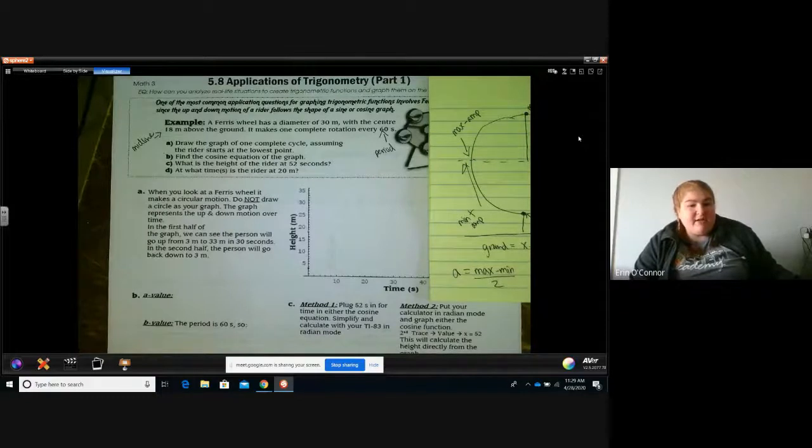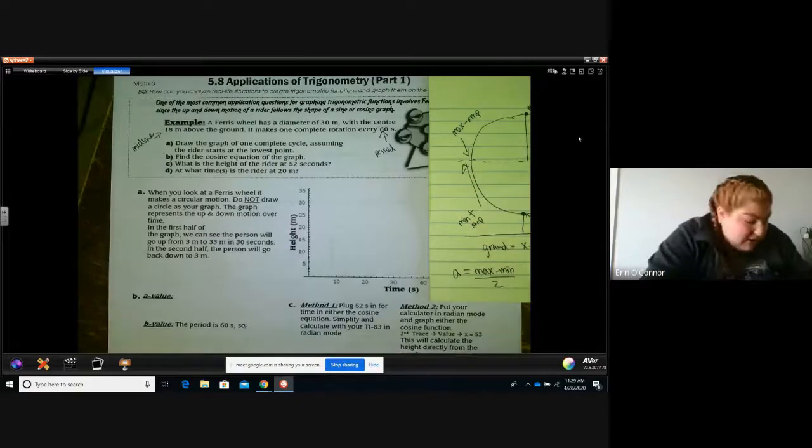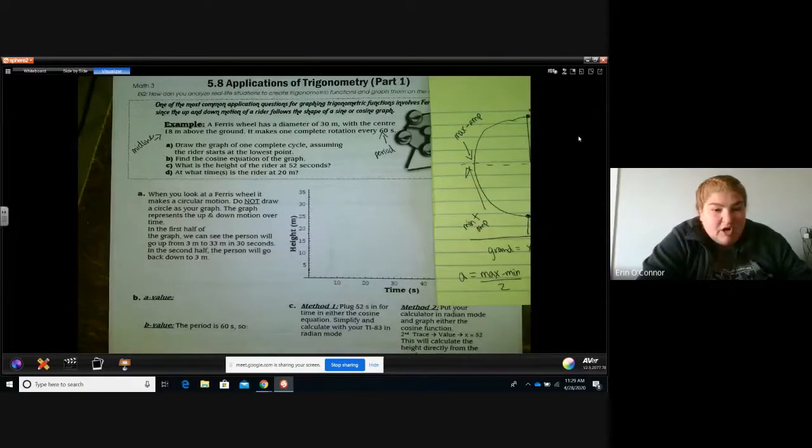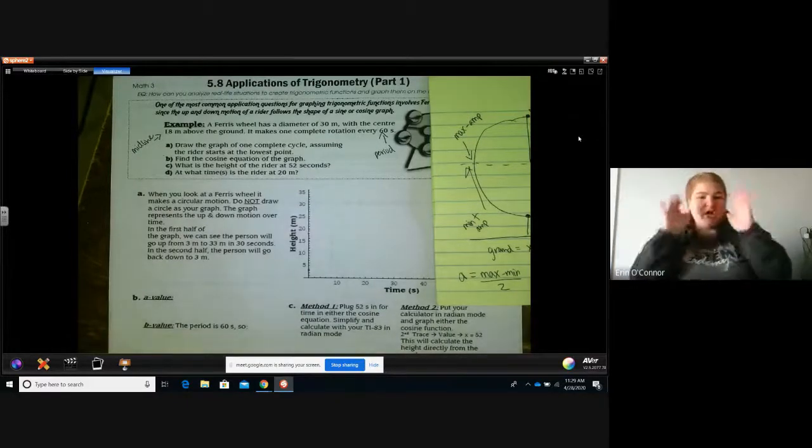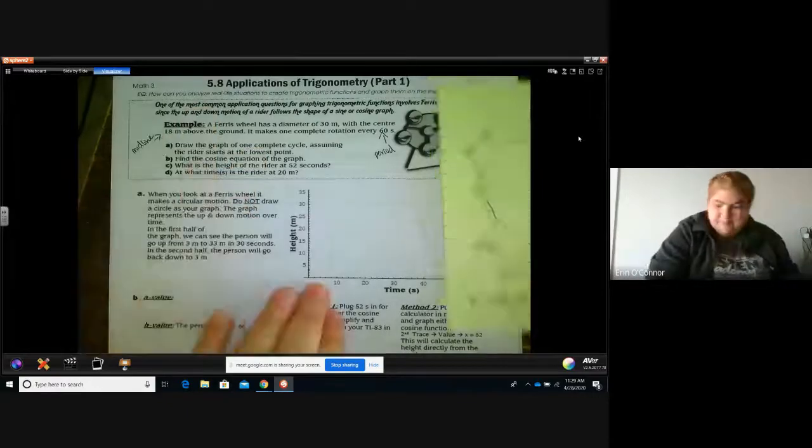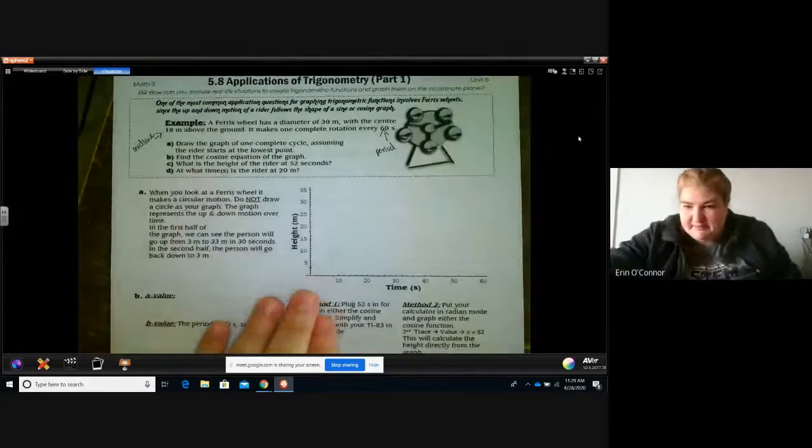So when you look at a Ferris wheel, it makes a circular motion. We're not going to draw a circle on our graph. The graph represents the up and down motion over time. In the first half of the graph, we can see that the person will go from 3 meters to 33 meters in 18 seconds. In the second half, the person will go back to 3 meters. We'll talk about how I got those numbers in just a second. So let's first start with graphing this.